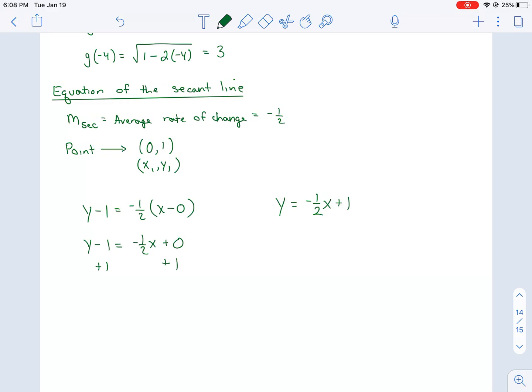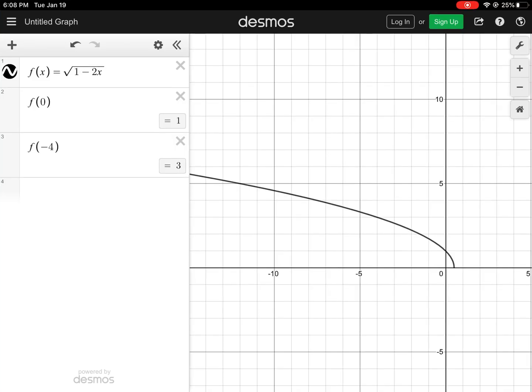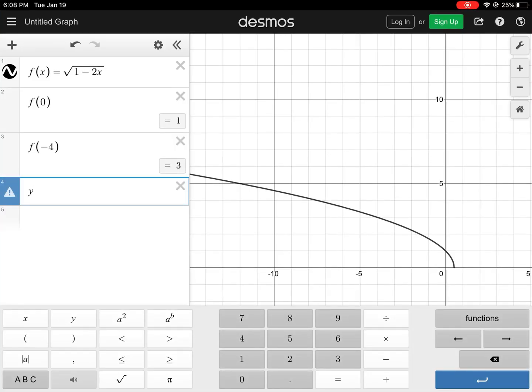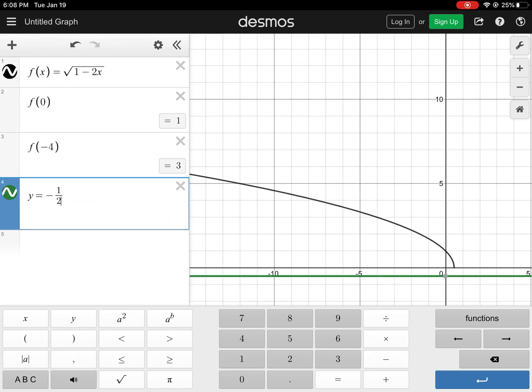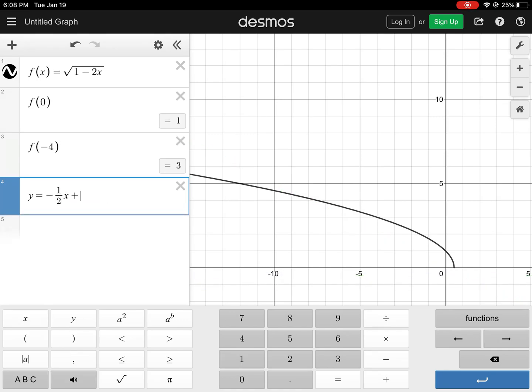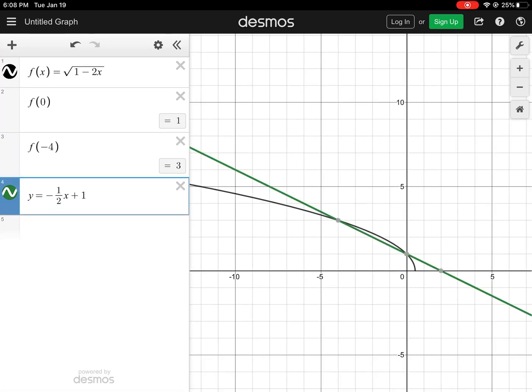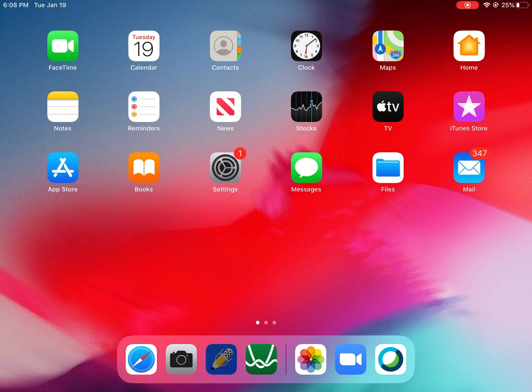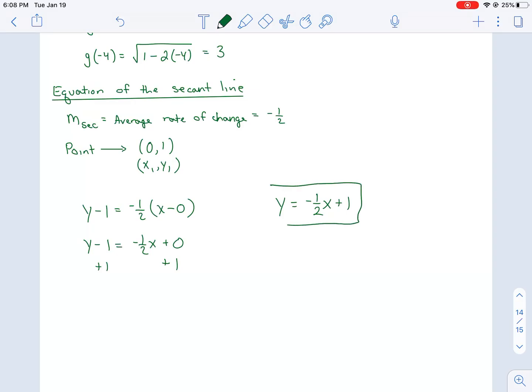But before I box that, let's just go into Desmos, graph the secant line, and see if it does indeed pass through the 2 given points. So we have y is equal to -1/2 x plus 1. If we tap the intersection, we have -4, 3, which is great, and 0, 1, which is great. So we have the correct secant line. So I'm going to box this, and we are done.